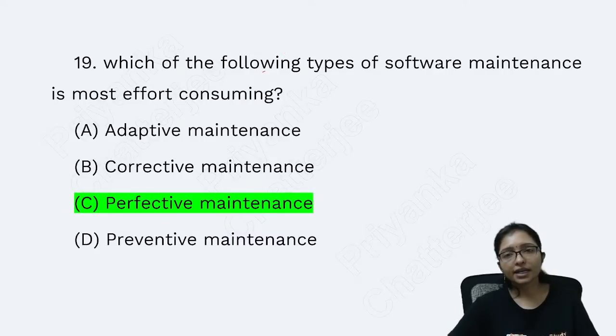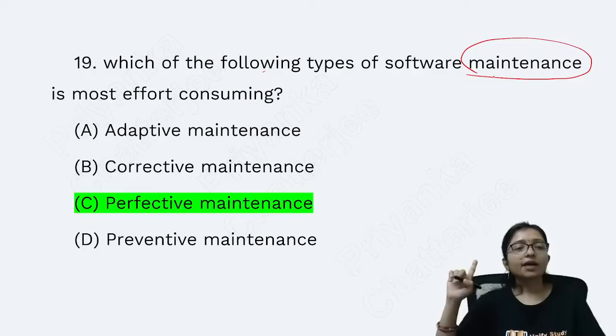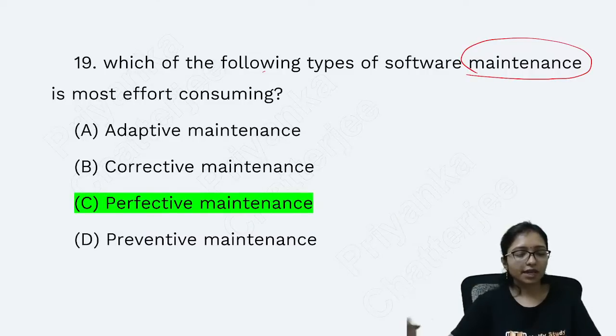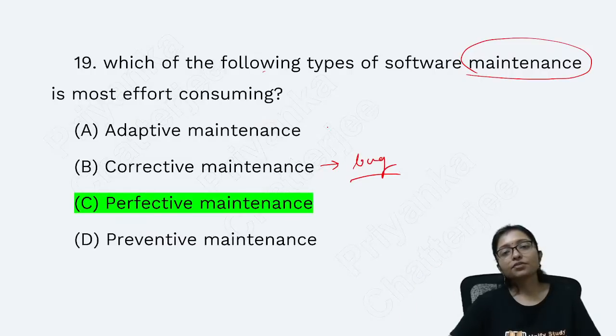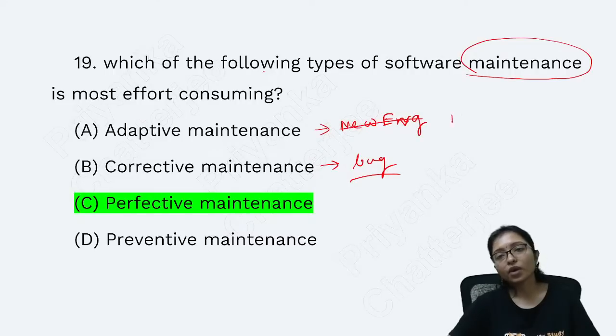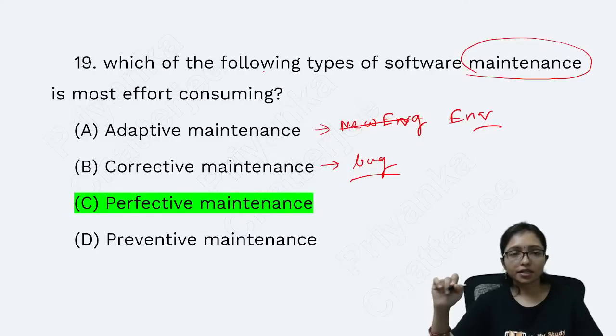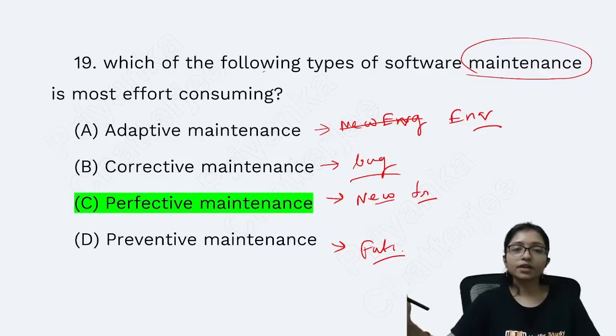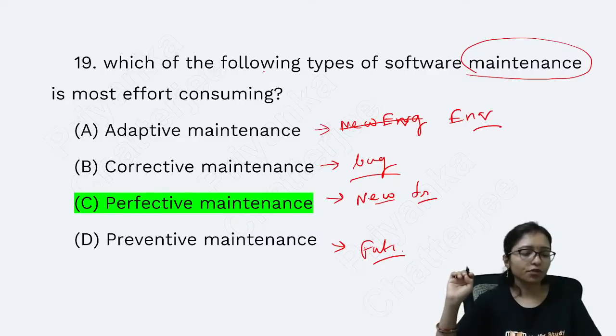Performance, different types of maintenance. That is another important topic. Adaptive, corrective, perfective, preventive. 4 types of maintenance are there, right? Corrective means where the correction, bug fixing is going on. Adaptive is focusing with the new environment. Main focus is adaptation with the new environment. That is called the adaptive maintenance. Perfective is focusing on new feature. Preventive means it is focusing on future. In future there will be no problem. That is called preventive maintenance. Very important. Repeated questions are coming from this area also.